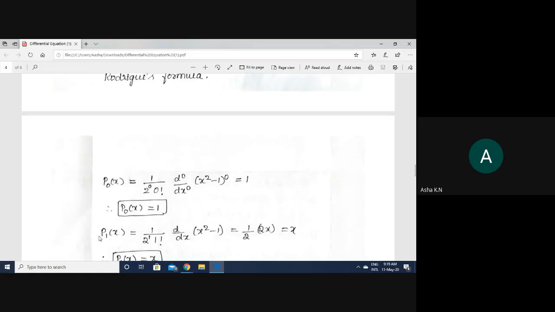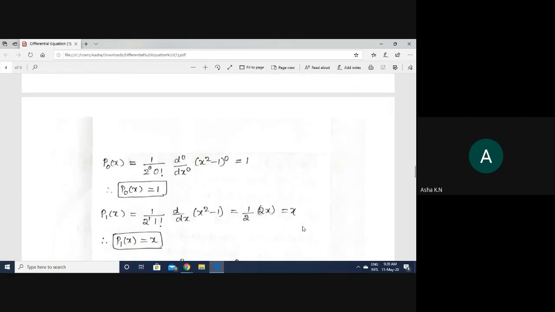Next, we are finding P1 of x. So 1 by 2 power n, n value is 1 now. 1 by 2 power 1, 1 factorial, d power 1 by dx power 1 of x square minus 1 whole power 1. That means one time differentiation of x square minus 1 into this term. Now 1 by 2 power 1 is 1 by 2. D by dx of this term is 2x. So 1 by 2 into 2x is x. Okay, P1 of x is x.